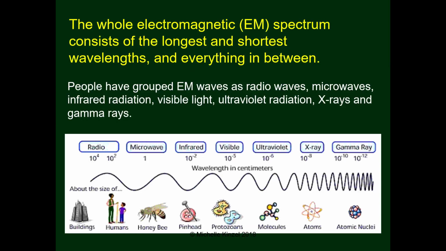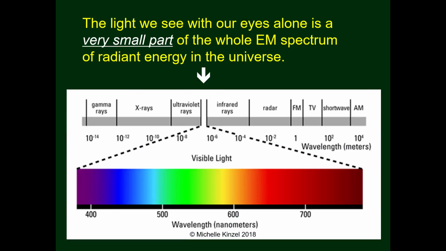The whole electromagnetic spectrum consists of the longest and shortest wavelengths and everything in between. And so we've grouped electromagnetic waves as radio waves, microwaves, infrared radiation, visible light, ultraviolet radiation, X-rays, and gamma rays. And this diagram is showing the relative size of things so that you can see radio waves go from about the size of between buildings and humans, and then all on down to gamma rays, which are about the size of atomic nuclei. The light that we see with our eyes alone is just a very small part of the whole electromagnetic spectrum of radiant energy in the universe.